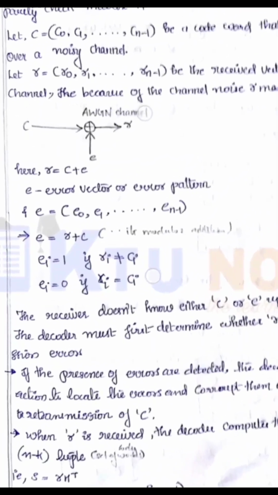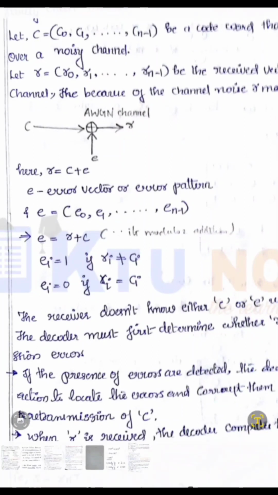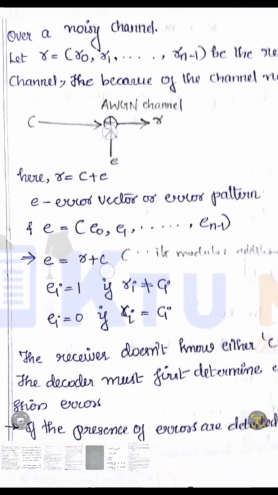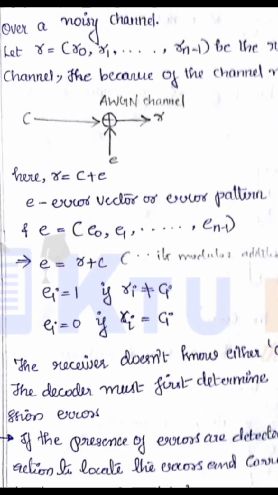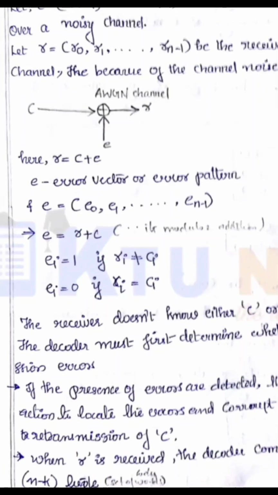This is the figure when C is transmitted. We get R through an additive white Gaussian noise channel, which adds some errors. So R is the noisy version of C: R equals C plus E, where E is the error vector or error pattern. E equals E0, E1, up to En-1, and it also has the same size as R and C.